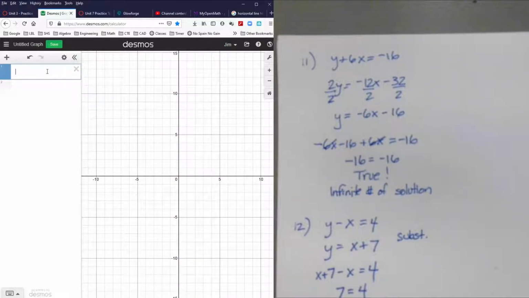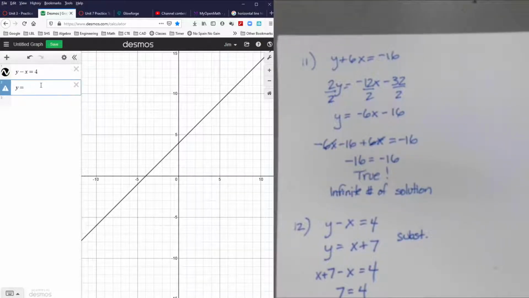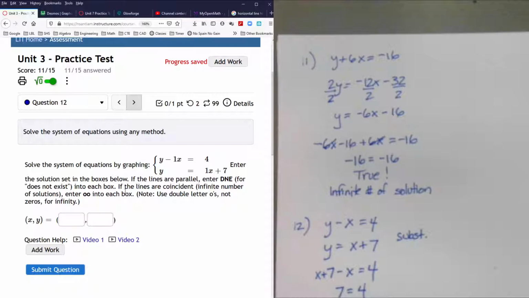So if I put in the first equation, y minus x equals 4, and the second equation, y equals x plus 7. Okay. I can see that there, right? These lines have the same slope, but different y-intercepts, which means that they'll just run parallel to each other, like a set of railroad tracks, right? They'll never, ever cross each other. Okay, so there is no solution to this problem. So it tells us again here, if the lines are parallel, we're going to enter DNE for does not exist. So that's what we're going to put in D and E, and D and E.